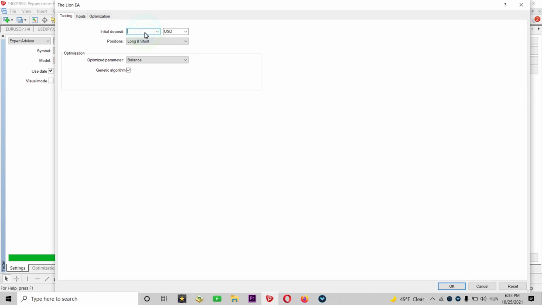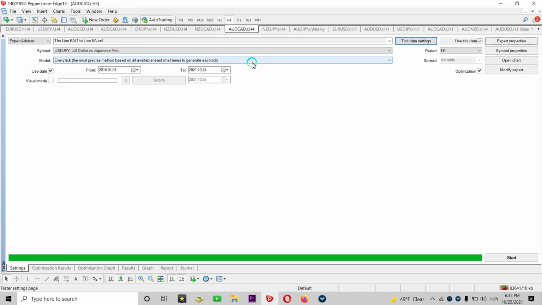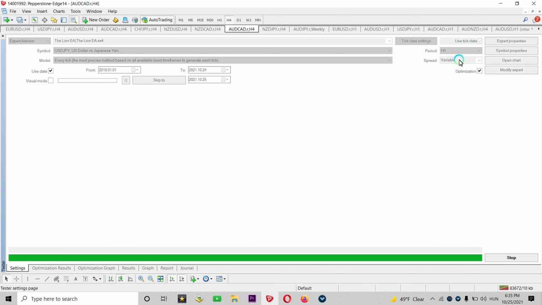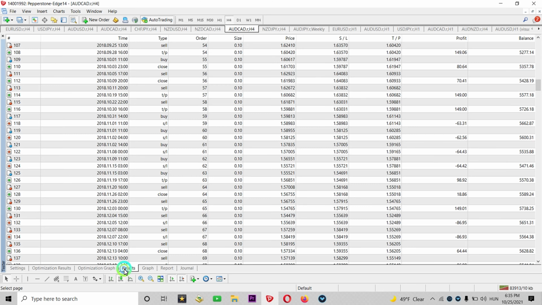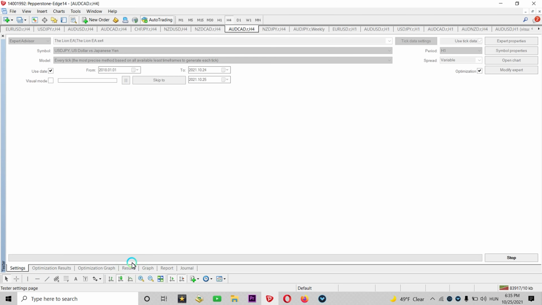Now I want to test with $2,000, and I want to actually show you an every tick data test for a couple of years, because, as you see, I use variable spread that is not very commonly used by any developer I know or I see on MQL5 and such, because it is just too tough. So let's see.